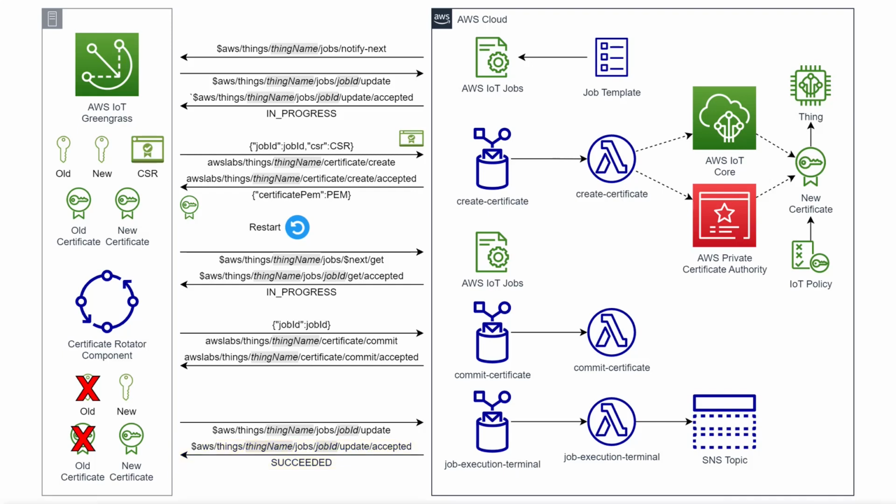If any errors occur, the job execution will terminate with state failed or timed out, causing the job execution terminal lambda to issue a notification on the SNS topic. If an error occurs after the new certificate and private key are installed on Greengrass, a rollback will occur.